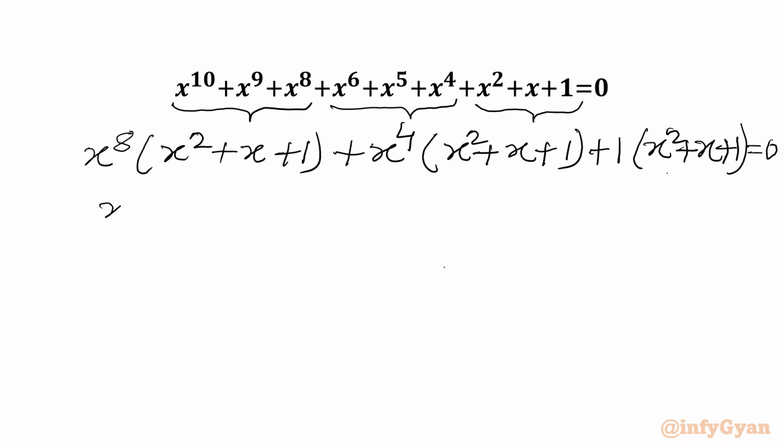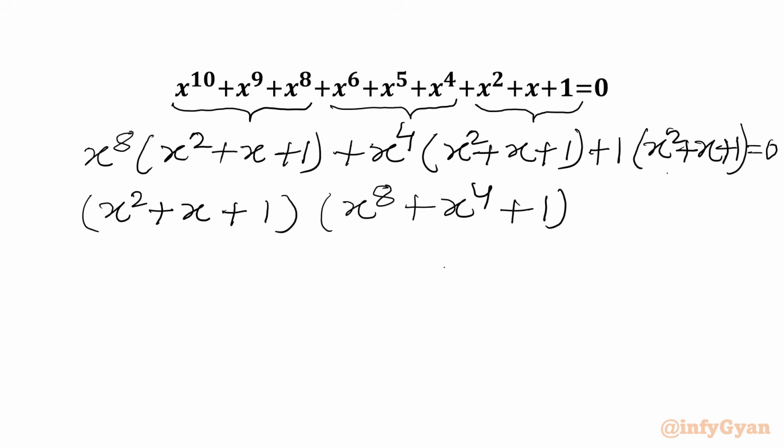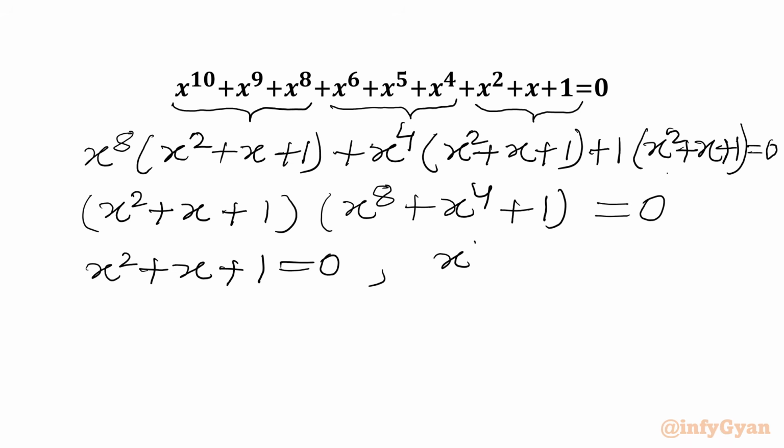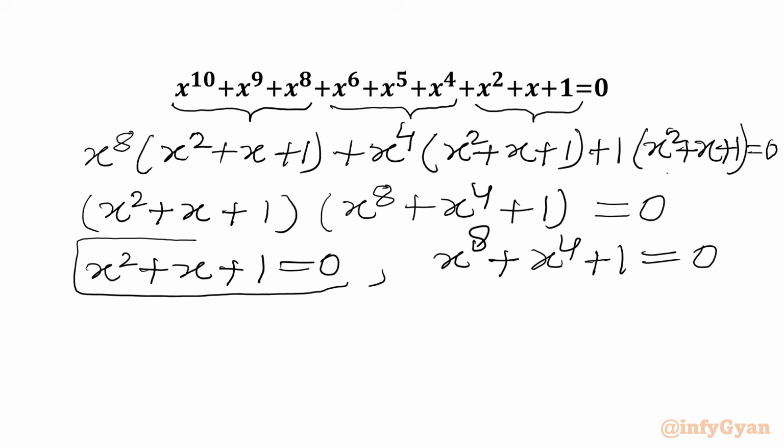Now we have x square plus x plus 1 overall common. So in the other bracket we will write x power 8 plus x power 4 plus 1 equal to 0. Now we'll be using the product zero rule. So either x square plus x plus 1 equal to 0 or x power 8 plus x power 4 plus 1 equal to 0. So we will solve this quadratic equation first.